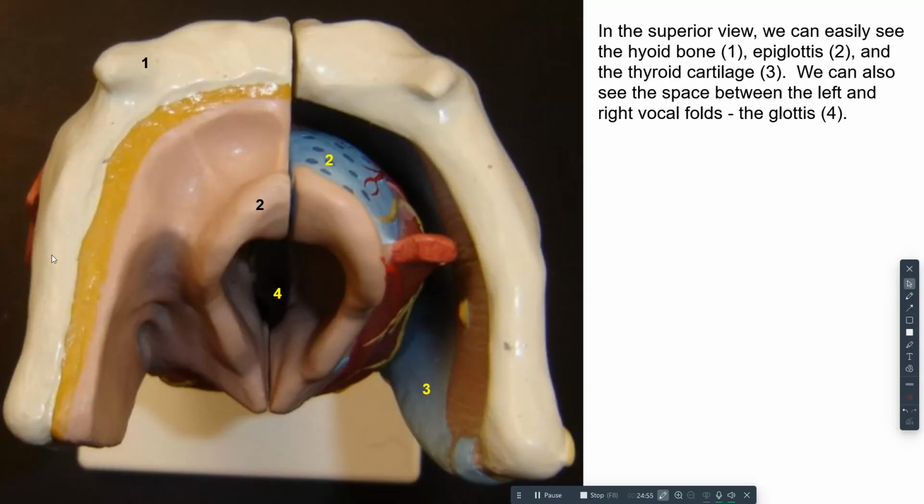Okay, if I take a superior view of my intact larynx model, there is the hyoid bone, here's the epiglottis, here's the thyroid cartilage, and now what I can see in this view, and this is why I'm showing you this view, is this space between the vocal folds on the left and the vocal folds on the right. That space there is called the glottis. And now you can figure out why the epiglottis gets its name. The epiglottis is going to cover up the glottis.